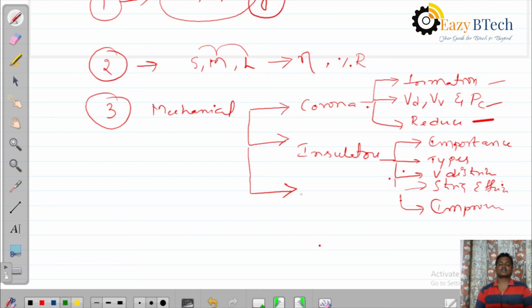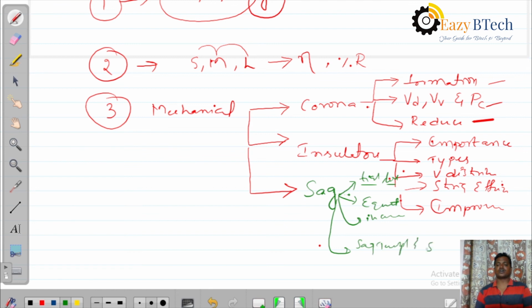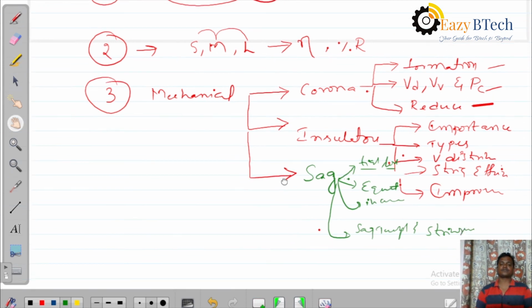Another topic we have to discuss in overhead transmission systems is sag. What is meant by sag? If you have tight sag or loose sag, what are the drawbacks? How to calculate sag for equal height of the towers and unequal height of the towers, and what is meant by sag template and stringing chart. This is about the overhead transmission system.